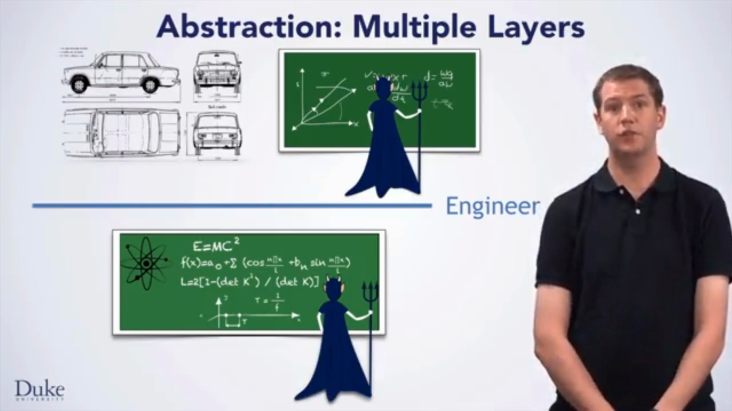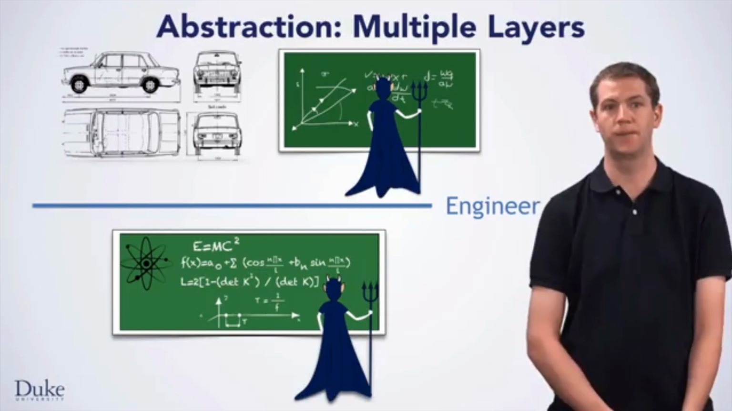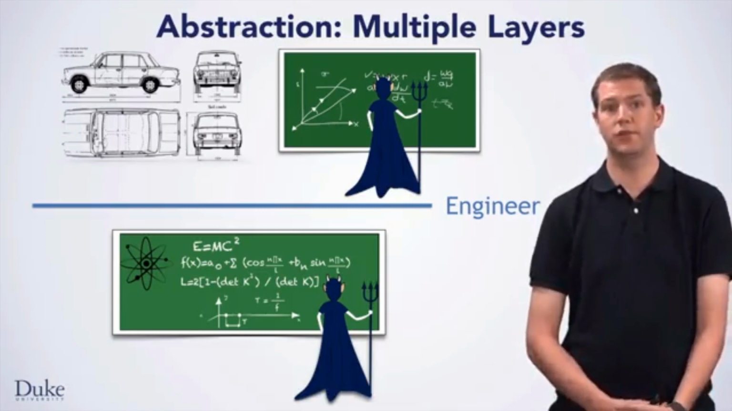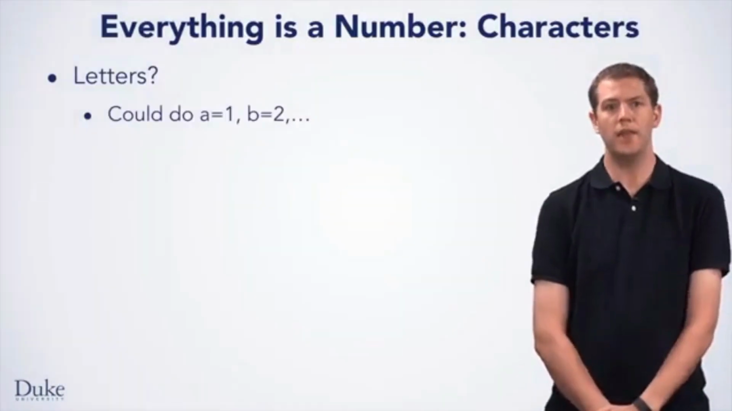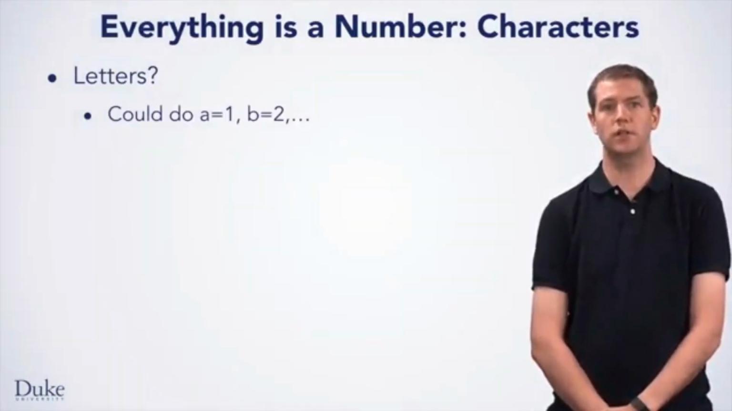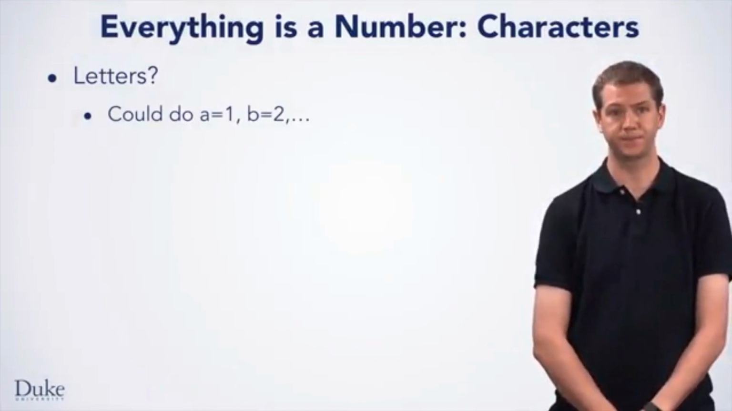Before this class, you have probably used a computer without knowing anything about how programs work. Now you will learn how programs work, but there will be deeper levels of abstraction that you generally will not need to know about. Now that you know about abstraction, let us return to the principle that everything is a number, giving you a bit of a peek under the hood.